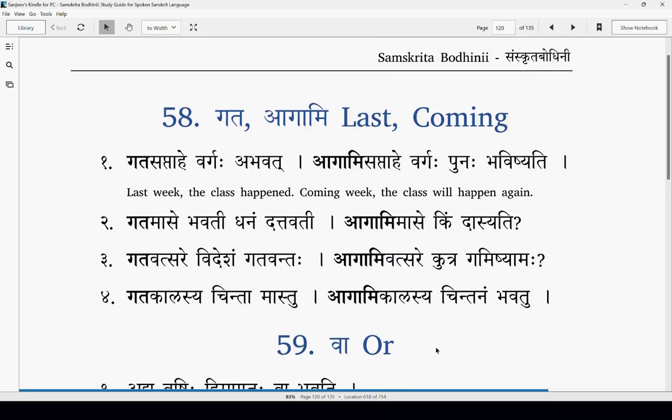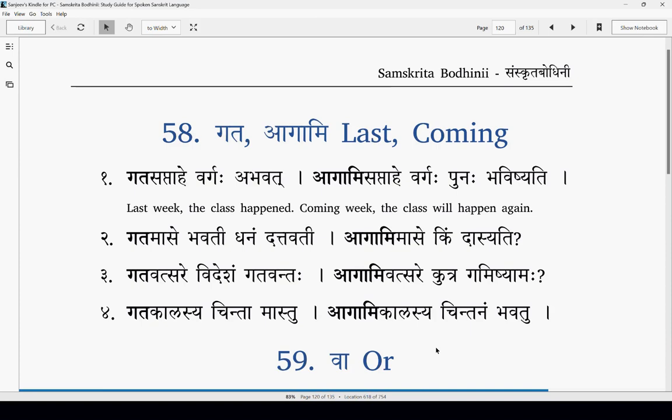So note that it is gata and agami. When you add to this another word indicating a unit of time, so we are adding it to the prefix, it becomes a compound word, like we have seen the compound word concept with Kidrusha, Idrusha, right? Kidrusha Sanganakam, Idrusha Sanganakam. If you use them together, then it becomes a compound word.